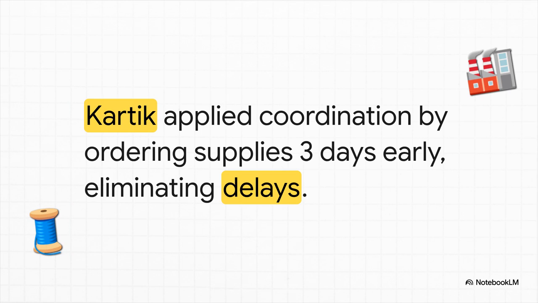Let's look at Kartik, a plant supervisor in a garment factory. He noticed his workers were wasting tons of time just standing around waiting for materials. So, what did Kartik do? He proactively started coordinating with the storekeeper a full 3 days in advance for thread and lace supplies. Just by applying coordination, Kartik integrated the production and store departments, totally eliminated those delays, and dramatically improved his team's output. Super simple, but incredibly powerful.